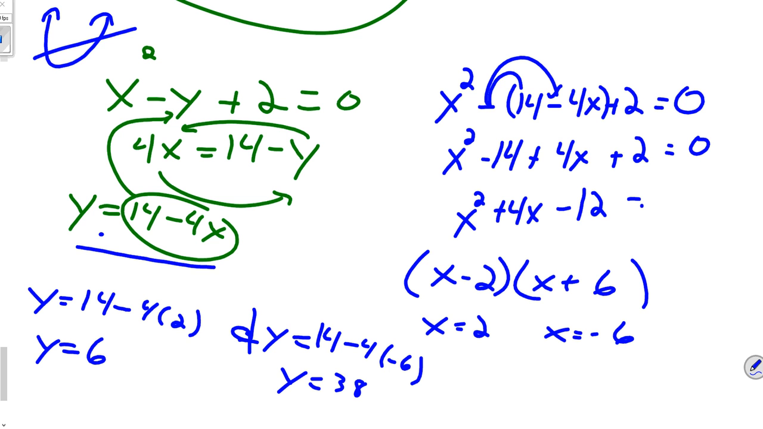So like this is what it looks like. You have a parabola and a linear equation, and they cross at 2 and 6. Oh, I graphed it totally wrong. Negative 6 and 38.